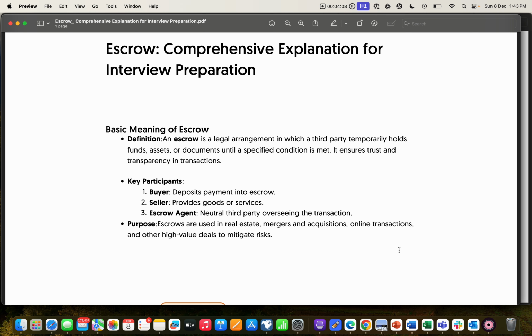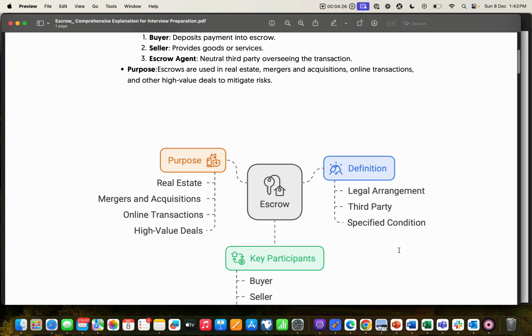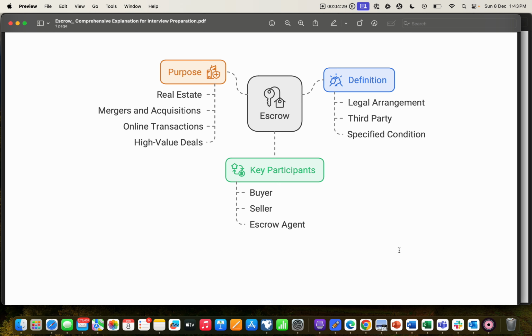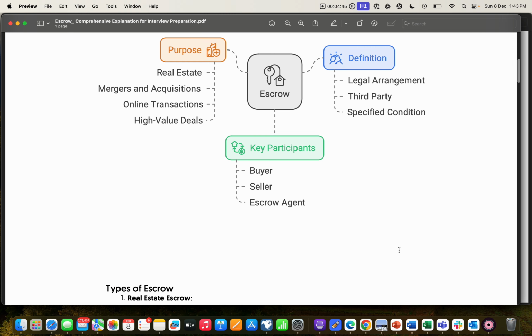The escrow account is used in real estate, mergers and acquisitions, online transactions, and other high-value deals to mitigate risk. So before, you were assuming this is used only for IPOs, but it is used in many areas. Moving forward, the purposes, as we discussed, are real estate, mergers and acquisitions, online transactions, and legal agreements. Third party involvement is the escrow agent, with specific conditions, and the participants are the buyer, seller, and escrow agent.